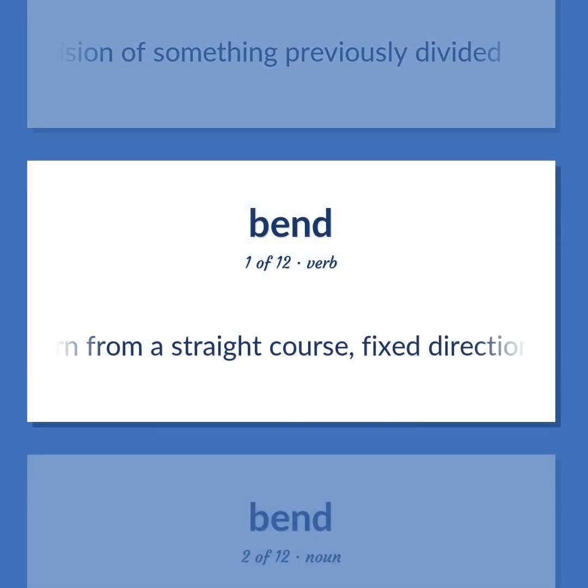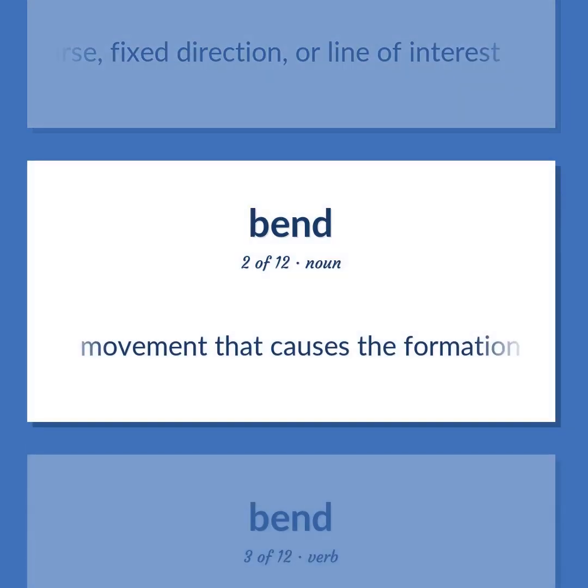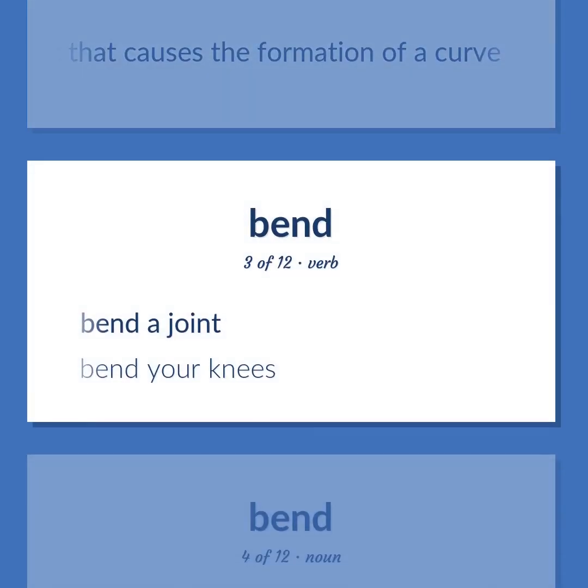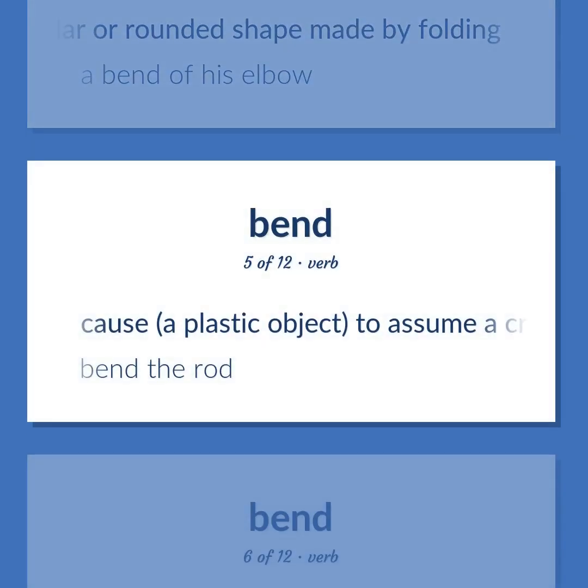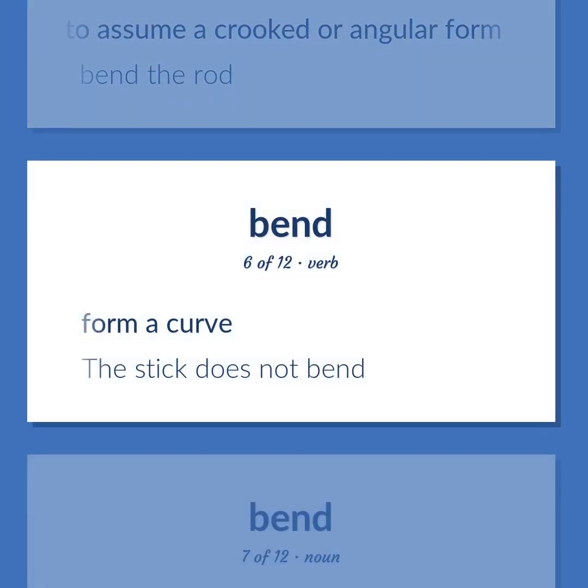Turn from a straight course, fixed direction, or line of interest. Movement that causes the formation of a curve. Bend a joint. Bend your knees. An angular or rounded shape made by folding. A bend of his elbow. To cause a plastic object to assume a crooked or angular form. Bend the rod. Form a curve. The stick does not bend.